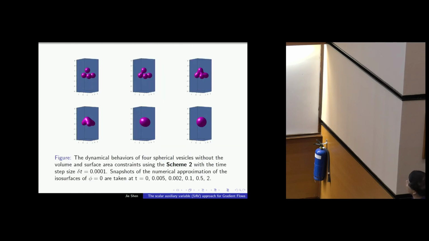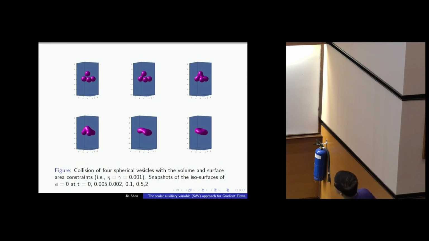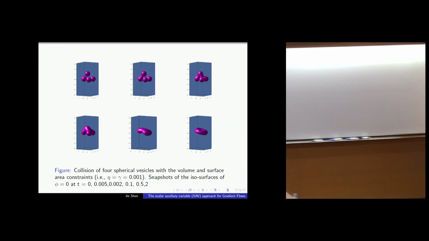And here are just some examples without the volume and the surface area constraint. And here's an example with volume and the surface area constraint. So it will evolve into different shapes, and in this case, a donut shape.